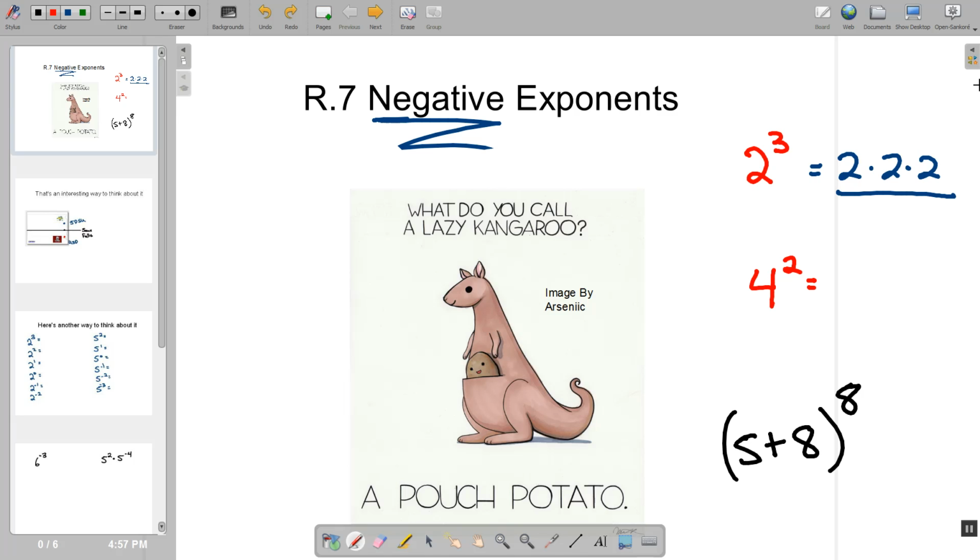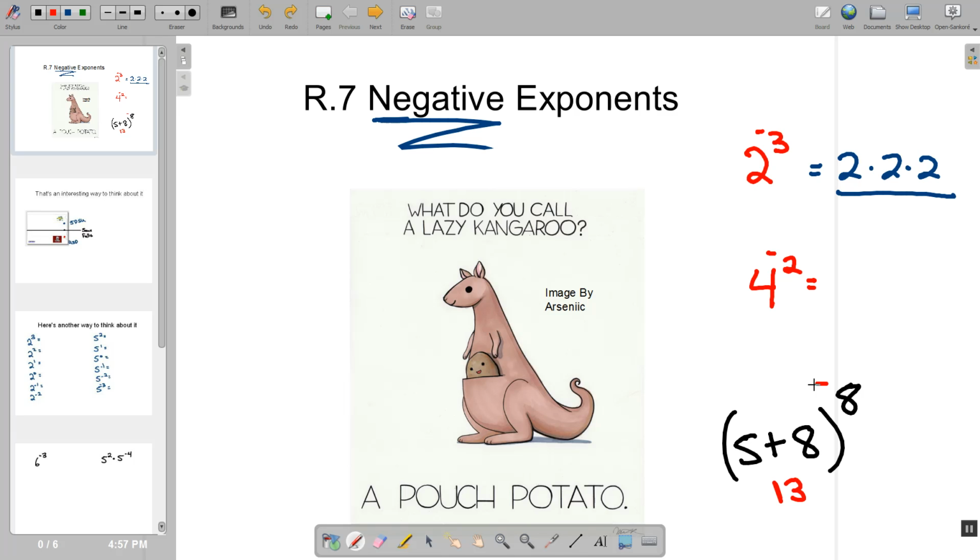Let's start a section that covers negative exponents. Up to this point, the only exponents we've seen are positive numbers: 2 to the positive third, 4 to the positive second, and in this case 13 to the positive 8. What we're going to cover in this section is what happens if the number on top becomes a negative exponent.